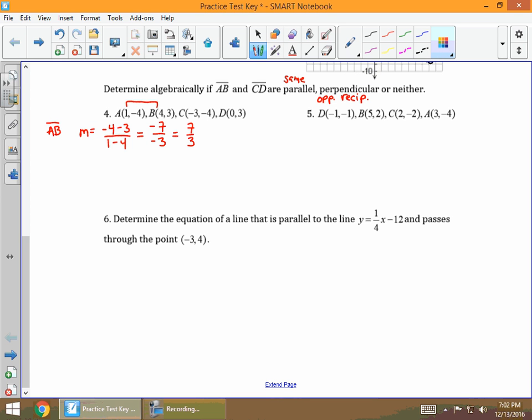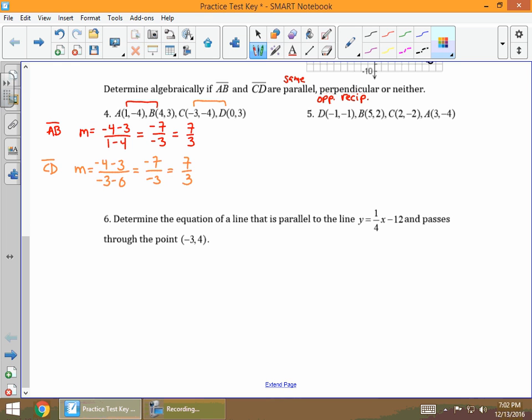All right, for CD, slope, again, it's the y's over the x's. So -4 minus 3, and then -3 minus 0. So -4 minus 3 is -7. -3 minus 0 is -3, which reduces to 7/3.